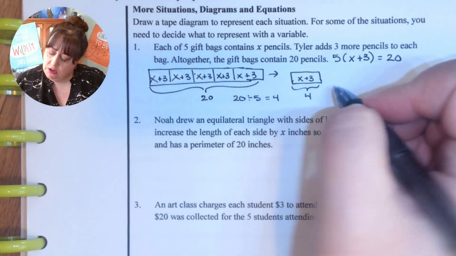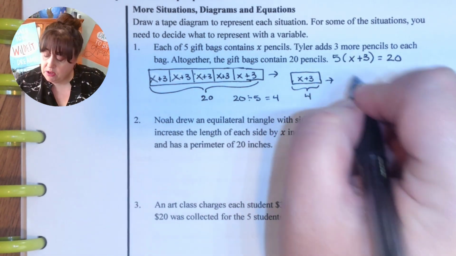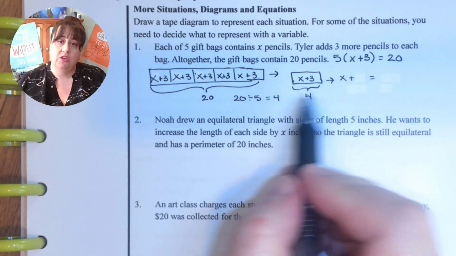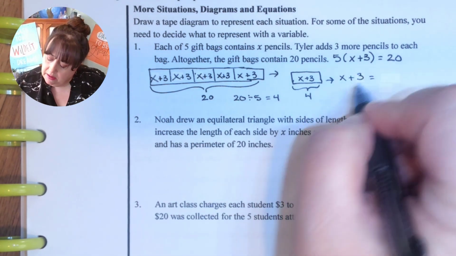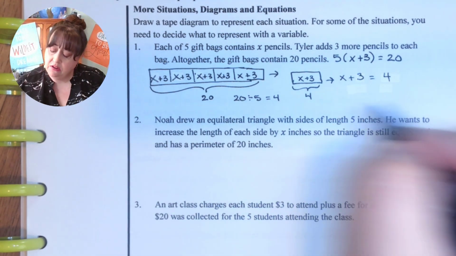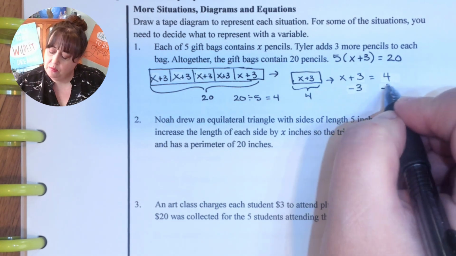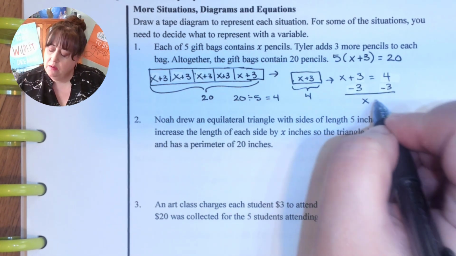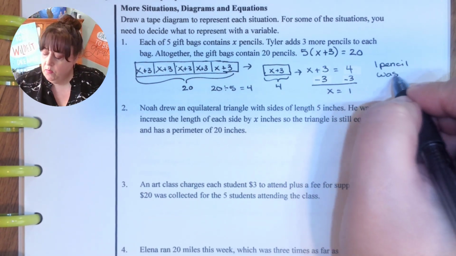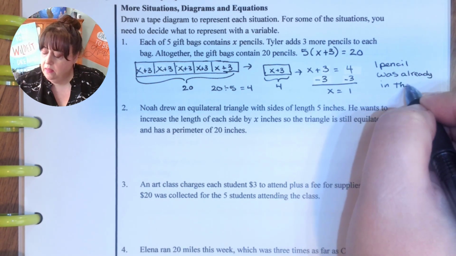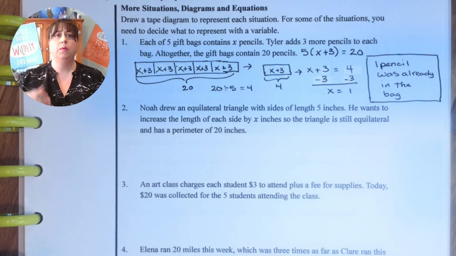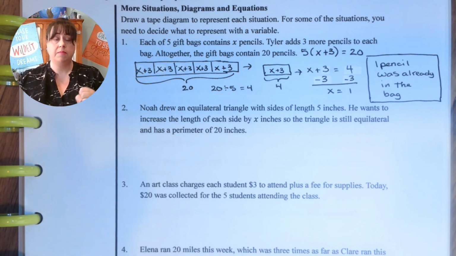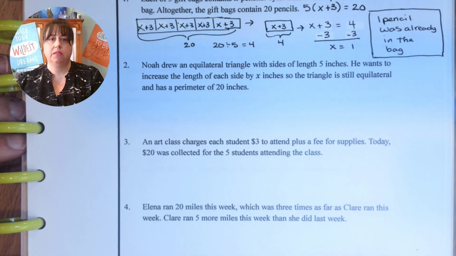So there's our equation. We know how to deal with one-step equations. I can write my equation, X plus 3 is the same as 4. Now I can just solve my one-step equation by subtracting 3 off both sides. There was 1 pencil already in the bag. And so we're doing a combination of using the tape diagrams and using our one-step equations to help us out.